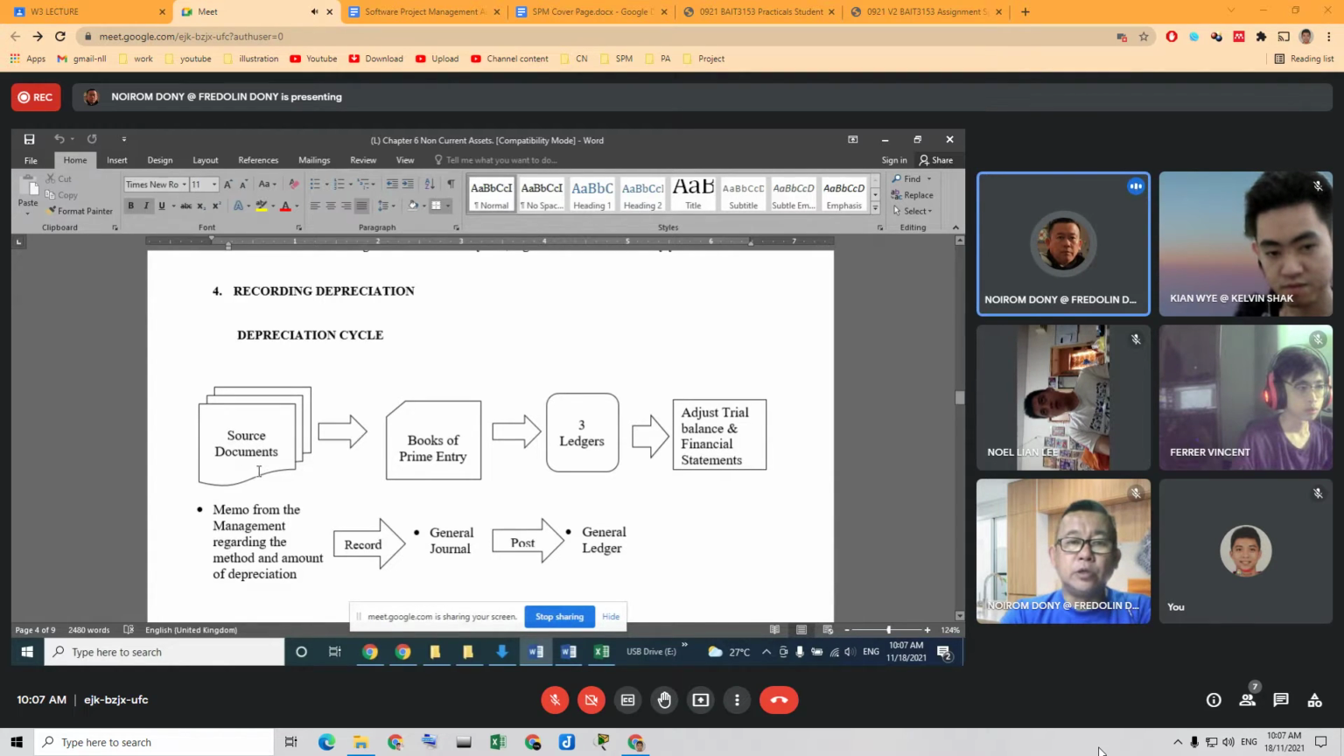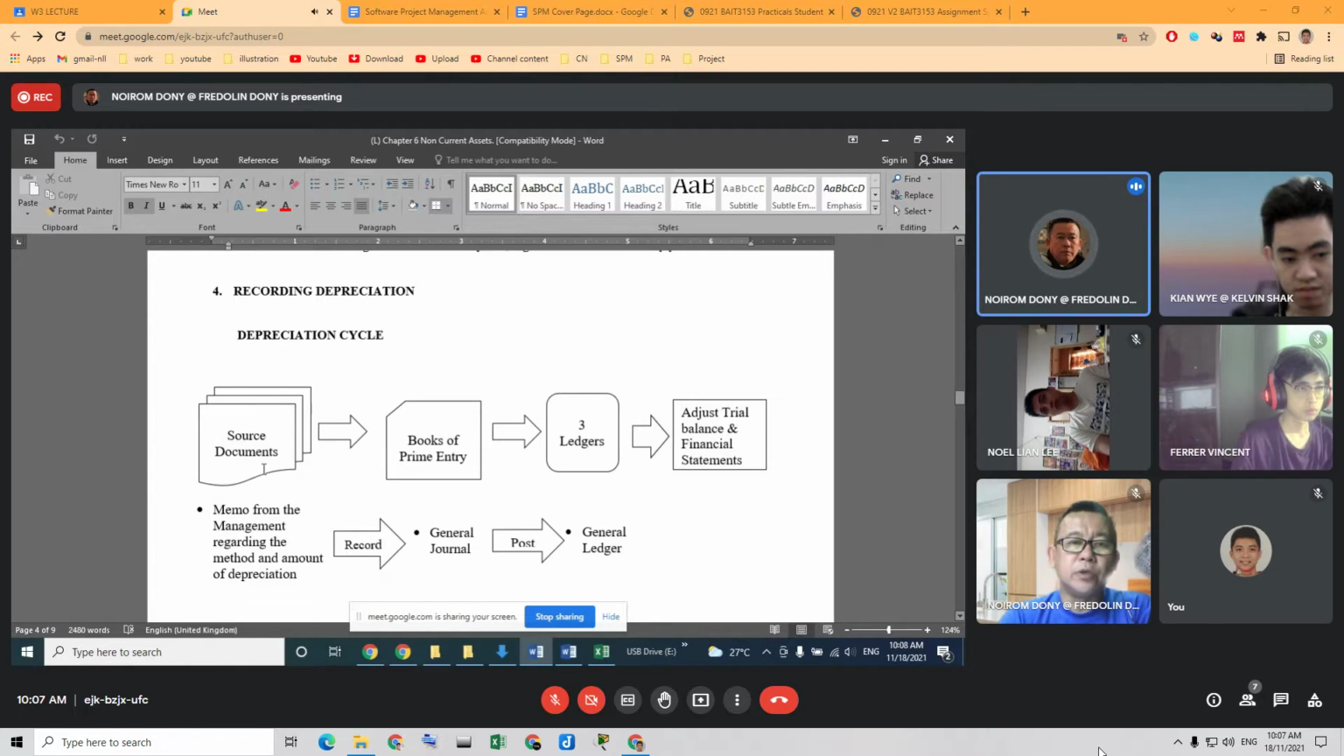The source document normally, because there is no payment involved, no cash payment, so you don't have a cash bill or invoices. Instead, we only have a memo. A memo is a document for internal communication, isn't it? You have learned that. The memo will be written by the superior, the management, regarding the method, the percentage and the amount of depreciation.